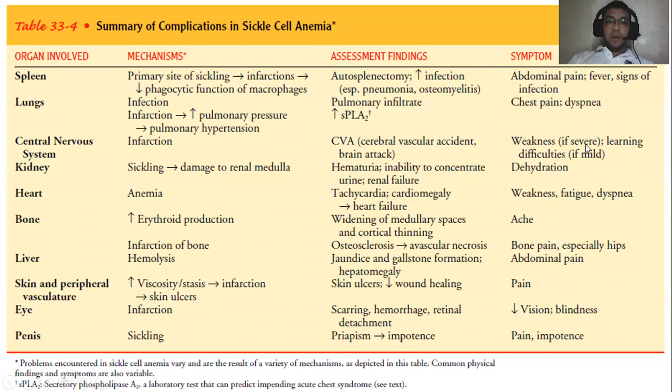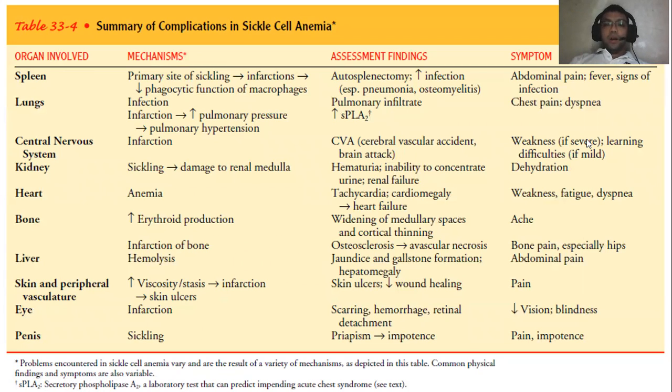So as you can see here, this is the summary of complications seen in sickle cell anemia. Complications can occur in the spleen, the lungs, the CNS, the kidneys, the heart, bone, liver, skin and the peripheral vasculature, the eyes, and the penis among males. Just read this in your books because I got this from your Brunner and Suddarth books.